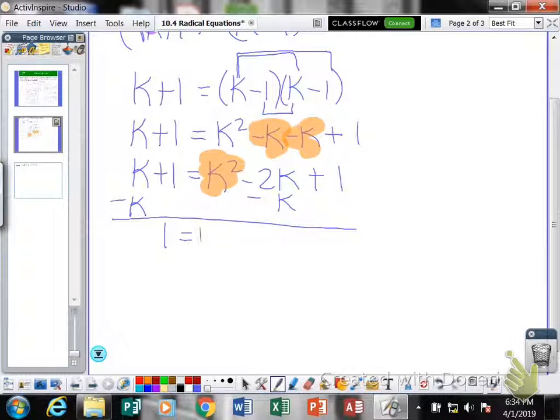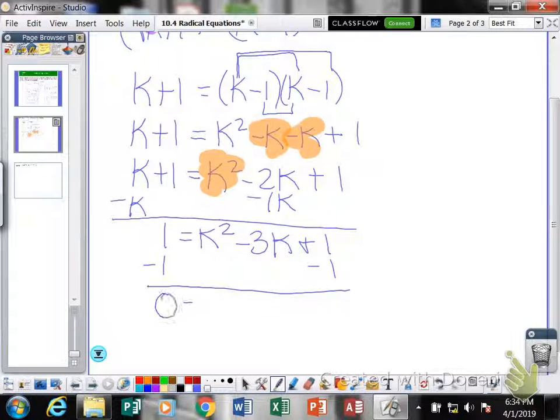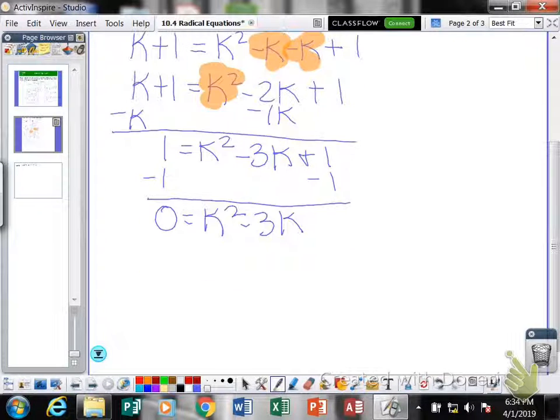I get 1 equals K squared minus 3K, because there's a 1 there, plus 1. And then I'm going to subtract 1. And then I get 0 equals K squared minus 3K. Well, this is pretty easy then to solve because we can keep going. And then what I notice is I can factor out a K, and then I'm left with K minus 3.